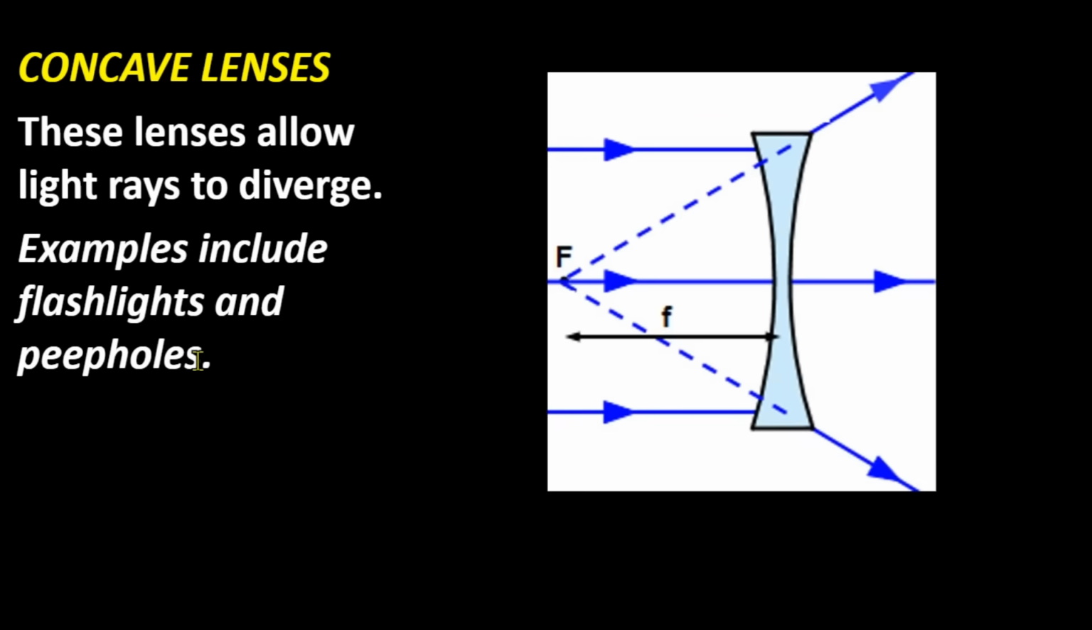Concave lenses, on the other hand, don't converge light, but they allow light rays to diverge or move outward like this. Examples would include flashlights and peepholes. Now, if we follow the ray here, we can see that this top ray diverges like this. If you have to draw the focal point, what you have to do is continue this ray as an imaginary line like this until it touches the principal axis, and this will give you a focal point.